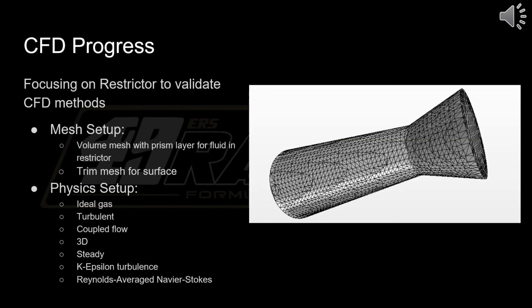For our CFD progress, we managed to create a volume mesh of the fluid moving through the restrictor, which included a prism layer for improved boundary layer accuracy, and a trim mesh was used for the surface of the restrictor. The following solvers were used for the physics calculations: ideal gas, turbulent, coupled flow, 3D, steady flow, K-epsilon turbulence, and Reynolds-averaged Navier-Stokes.